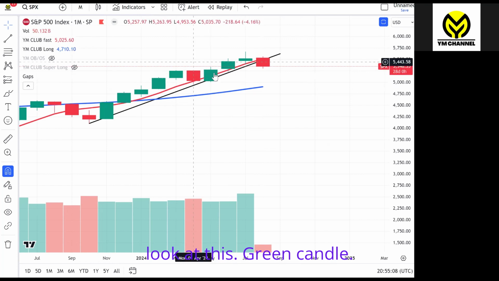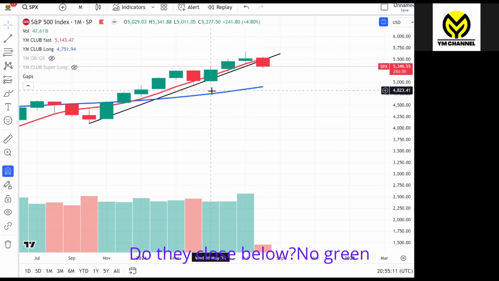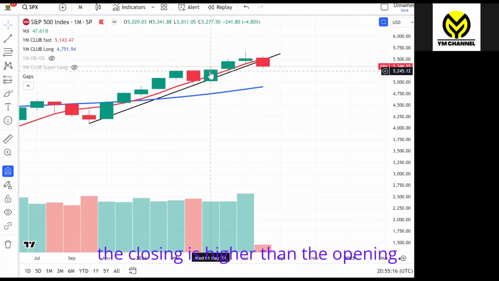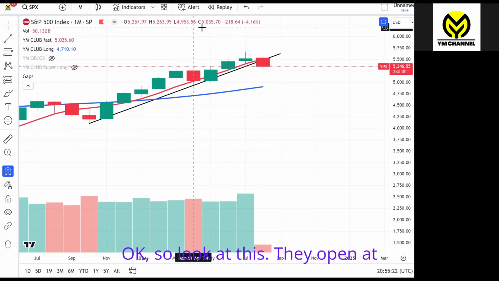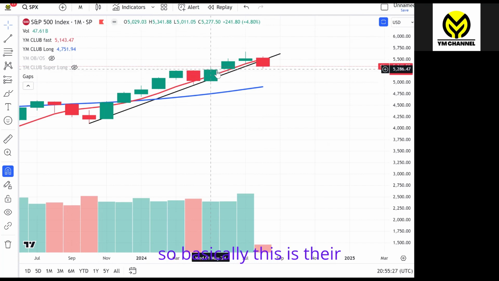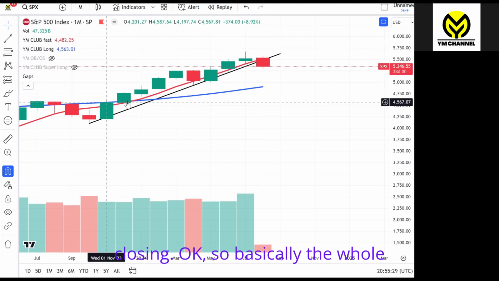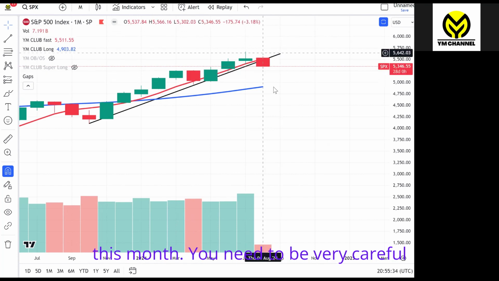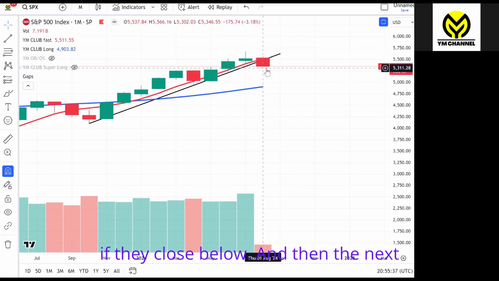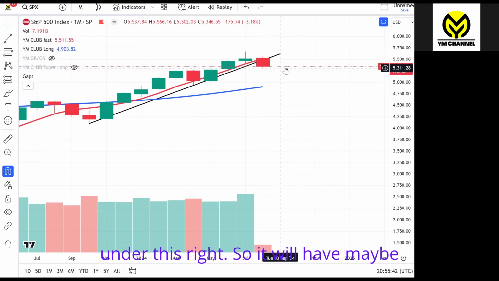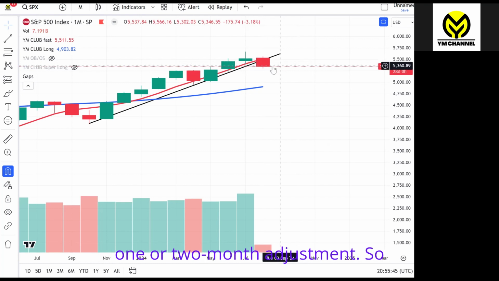But again, look at this green candle. Did they close below? No. A green candle means the closing is higher than the opening. They opened at 5,200 something, and basically this is their closing. So basically the whole line, they are very safe until this month. You need to be very careful. If they close below, and then next month it's possible they go under this, right? So there may be one or two months of adjustment.